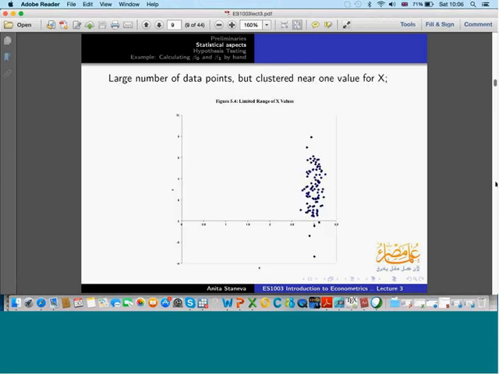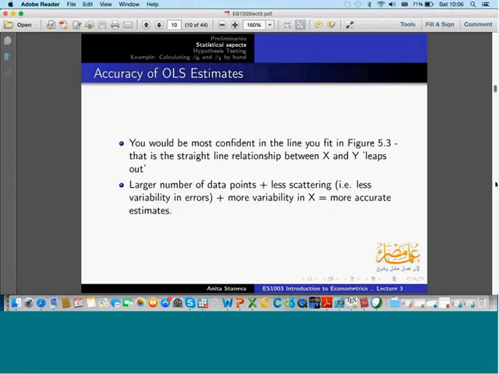This brings us to the second condition for the accuracy, and this is having small errors. This improves the accuracy of the estimation. And number three, having a large spread of the values of the explanatory variables is going to improve the accuracy of the estimations. So, to sum up, a large number of data points, less scattering or less variability in the error terms, and more variability in X are going to bring us more accurate estimates.